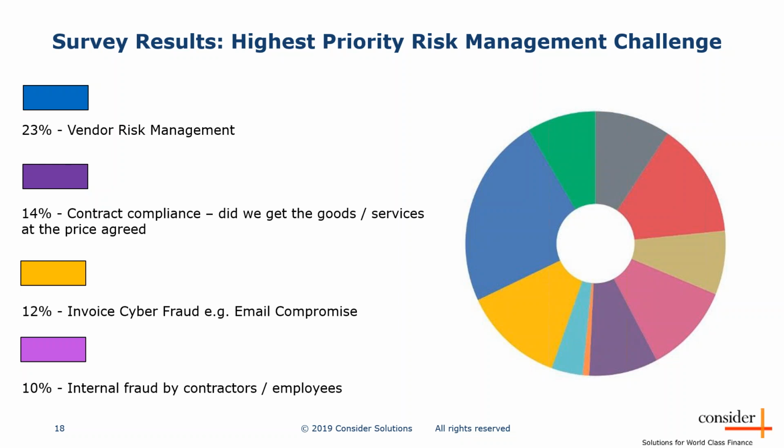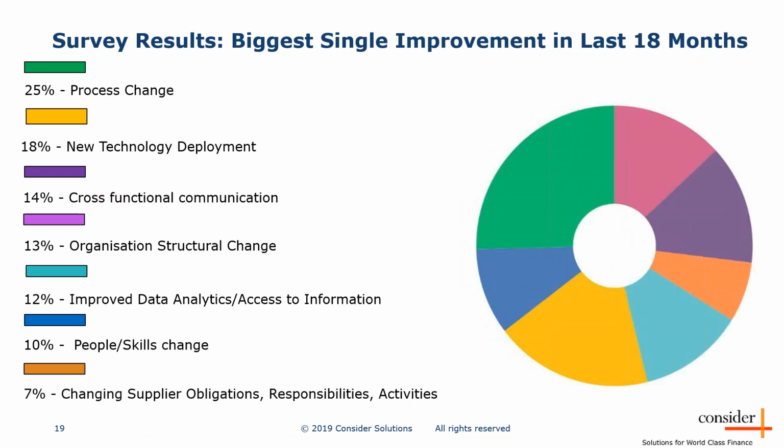Next one, contract compliance, we had before. Third one, invoice cyber fraud. That is the email compromise piece. Basically getting bank details, being bamboozled into making payments to bank accounts you weren't expecting to, or even sending checks to people you weren't expecting to. And the 4th one, internal fraud, which again, maybe surprising, but those are the risk perspectives. And then this one's interesting.